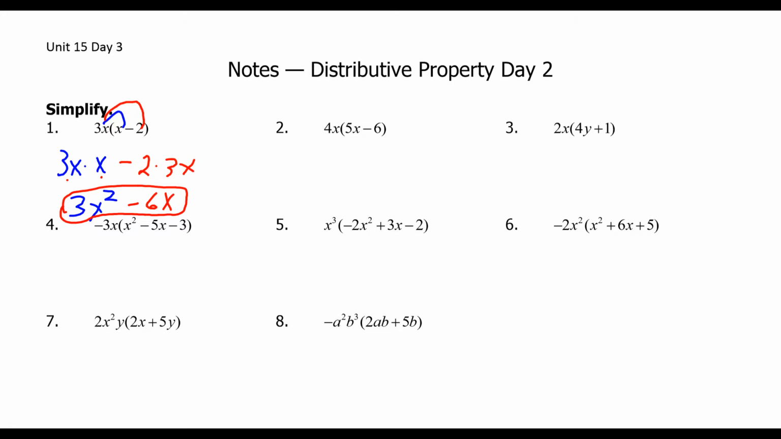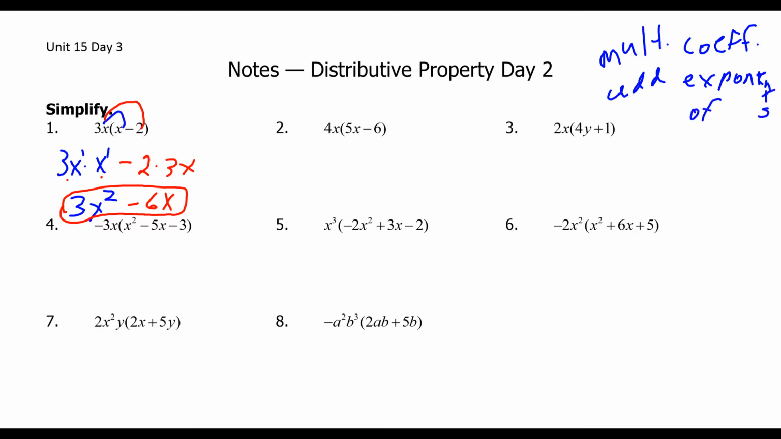We're going to combine our exponents on like bases, and then multiply our coefficients together. Alright, that's going to be the name of the game today, okay? If you need to write it down: multiply coefficients, and add exponents of like bases.